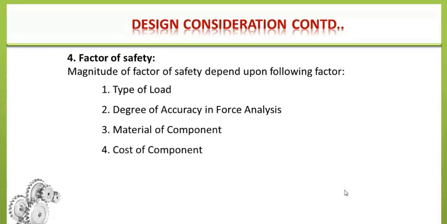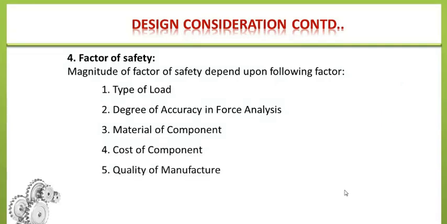Then the cost of the component. Yes, now it is a very important thing. How does the cost of the component affect the factor of safety? If you select a higher value of factor of safety, the size of the product will increase, and as the size increases, more material is required. As more material is required, its cost also increases. So ultimately, what is our conclusion? When you select more factor of safety, its cost is also increased. Along with that, its safety is also increased. So you have to optimize that thing.